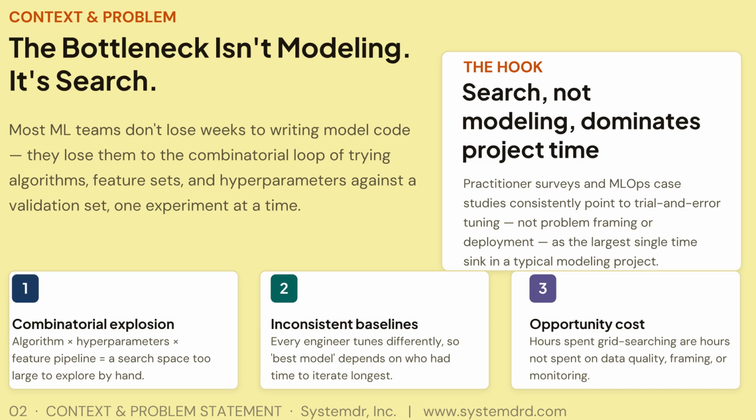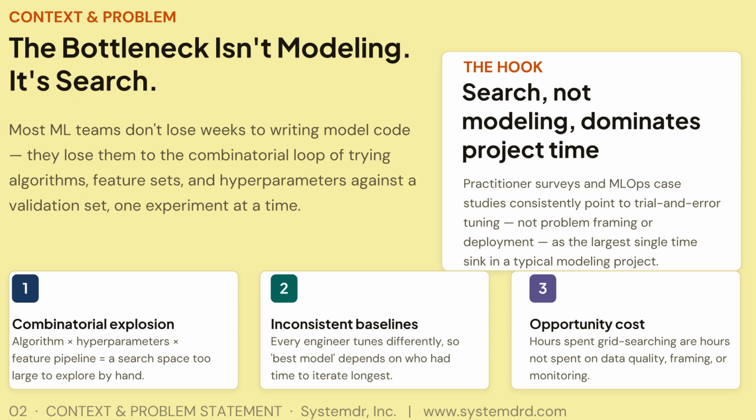Most ML teams don't lose time writing model code. They lose time to search, trying algorithm after algorithm, feature combination after feature combination, one experiment at a time against a validation set. Practitioner surveys and MLOps case studies consistently point to the same finding. Trial and error tuning, not problem framing and not deployment, is the single largest time sink in a typical modeling project. That's the hook for everything we'll talk about today.